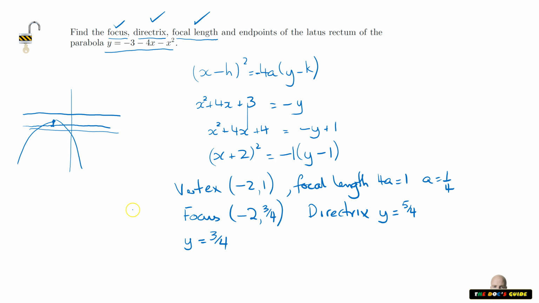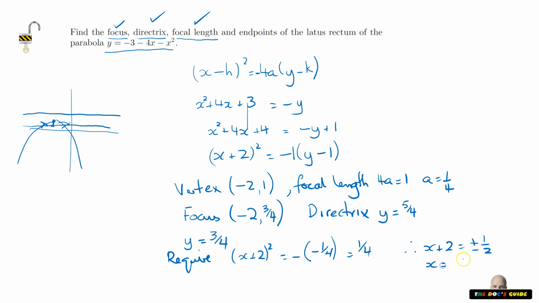So to get the endpoints, this point here and this point here, we want to have where 3/4 gives us 2 x values. So we go back to our equation here, so that will be where (x plus 2) all squared equals minus 1 outside of (3/4 minus 1), which is minus a quarter. So (x plus 2) all squared equals 1/4. Therefore, x plus 2 equals plus or minus a half.